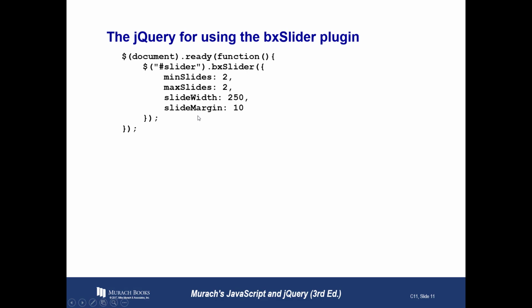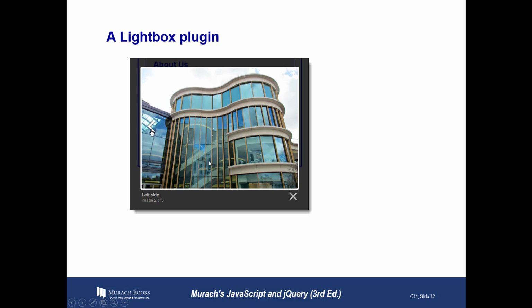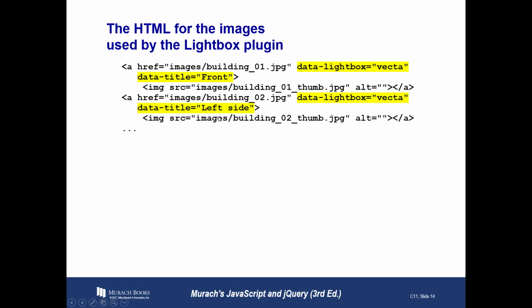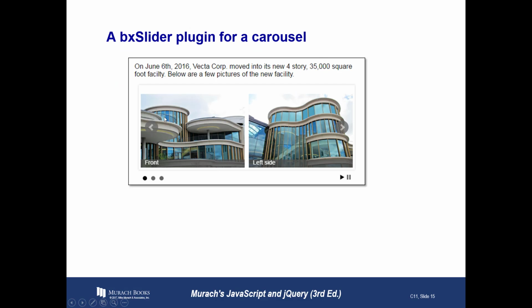This is the bxSlider. I'm not going to run through it. It is a Lightbox plugin, which you probably have seen before. Typically, a lot of times with a Lightbox, it'll show you a thumbnail, and if you click it, it becomes a bigger image. Here's a plugin for a carousel. Carousels are big. Eventually, I hope to have some kind of a carousel, also sometimes referred to as a slideshow, on the main page of the website that we're going to be developing.